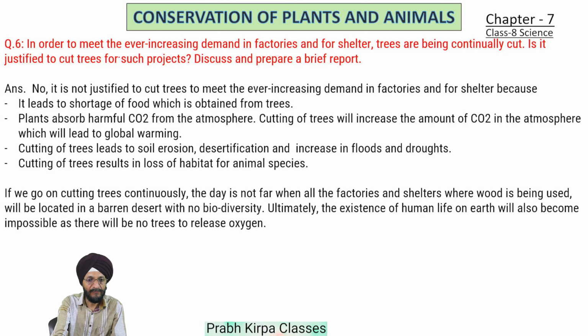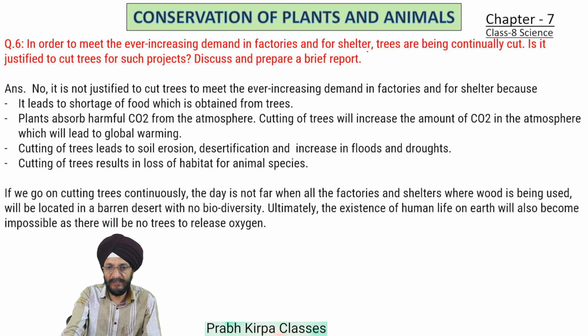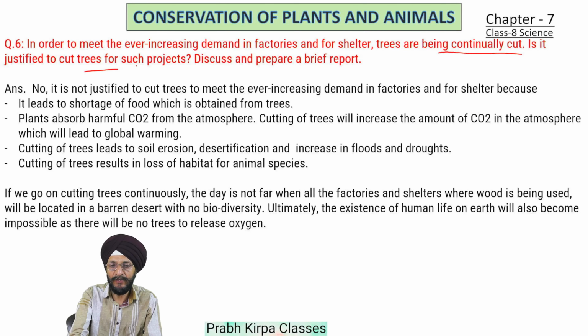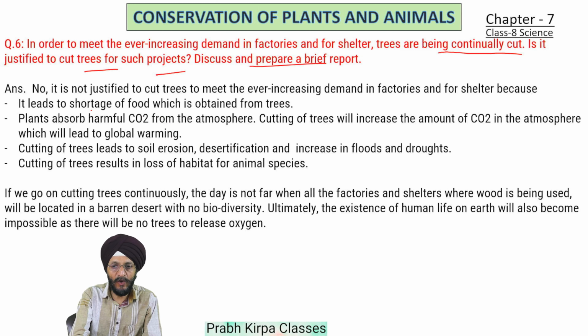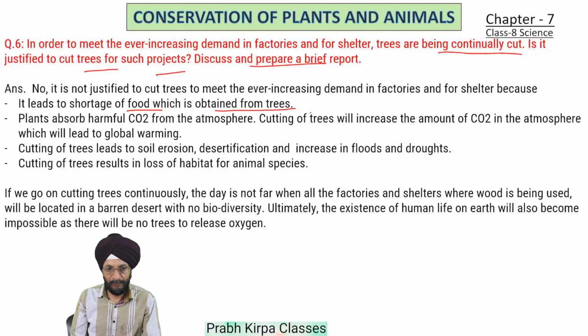Next, question 6. In order to meet ever increasing demand in factories and for shelter, trees are being continuously cut. Is it justified to cut the trees for such projects? Discuss and prepare a brief report. Answer: No, it is not justified to cut the trees for shelter or to meet the ever increasing demand in factories, because cutting of trees leads to shortage of food which is obtained from trees.